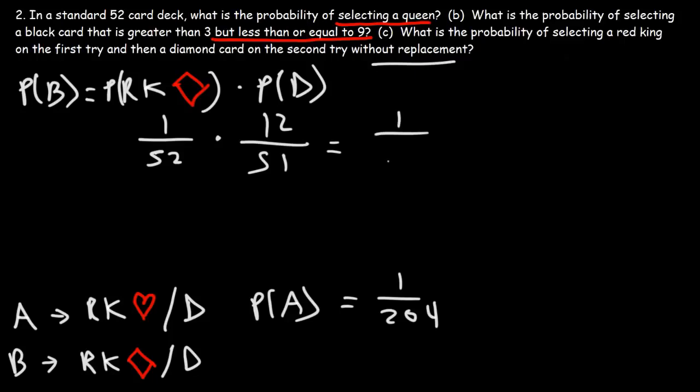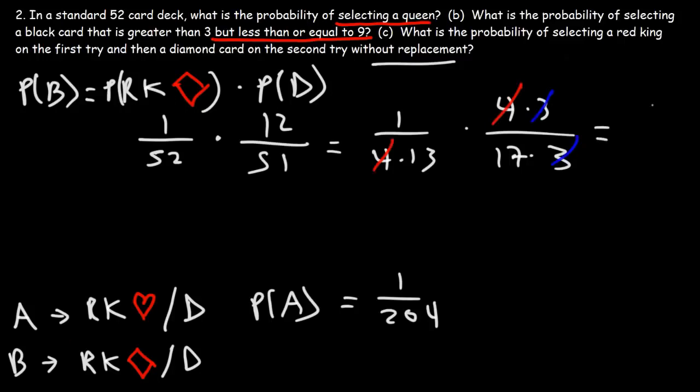52, we're going to say it's 4 times 13. 12 is 4 times 3. 51 is 17 times 3. So we're going to cancel a 4, and we're going to cancel a 3. So what we have on the bottom is 13 times 17. 13 times 17 is 221. So the probability of selecting a red king of diamonds on the first try and then a diamond card on the second try without replacement is 1 out of 221.